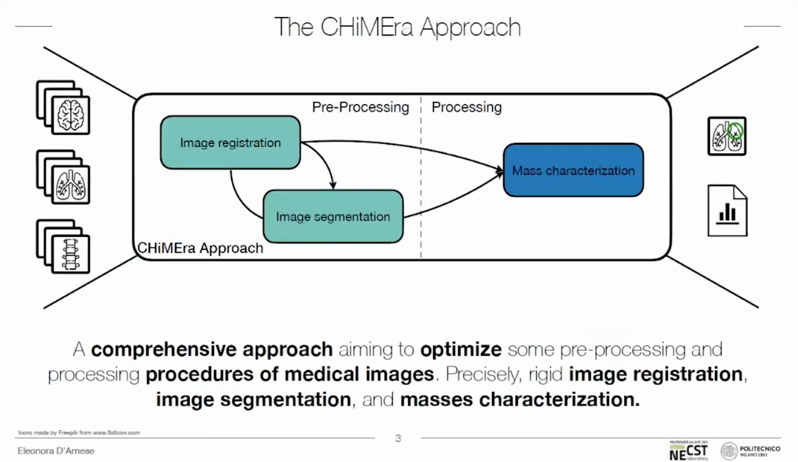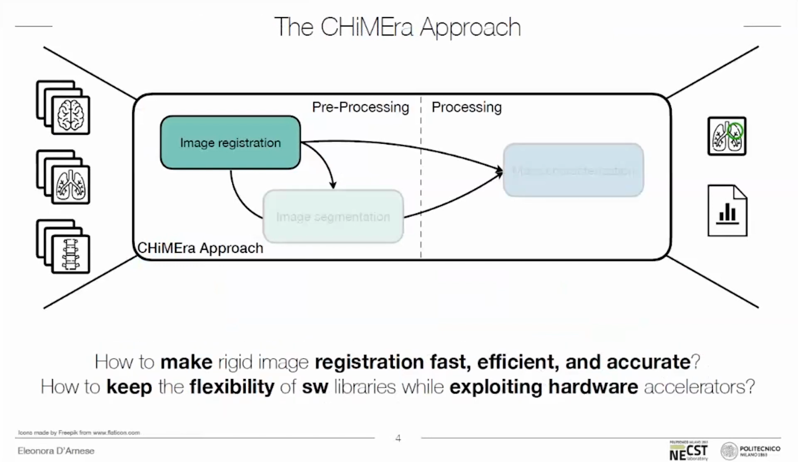So what I present is a comprehensive approach that aims at optimizing the processing of medical images, and in particular of image registration and segmentation, which we can classify as pre-processing procedures, and mass characterization, which can be classified as processing. Image registration is a widely employed pre-processing step that aims at aligning two stacks of images and allows for a correct mapping of the data. So if we want to understand a scene better, we want to fuse data, and this is the process.